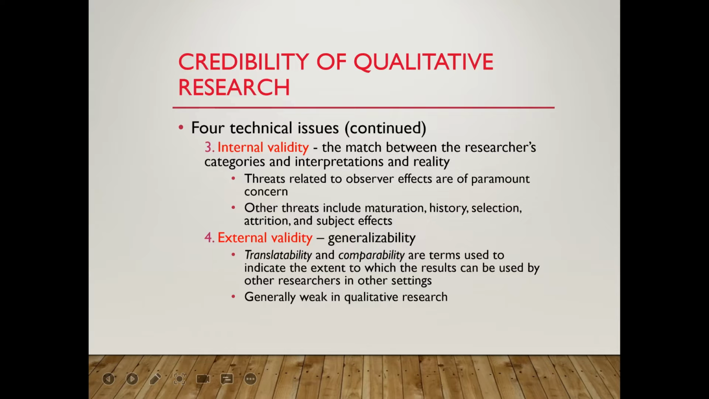The third one is internal validity. The subjectivity of observers has a great influence on research. So, threats related to observer effects are of paramount concern, and other threats include maturation, history, selection, attrition, and subject effects. The fourth one is external validity.